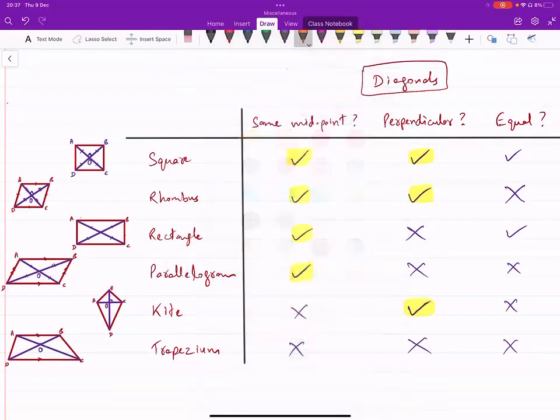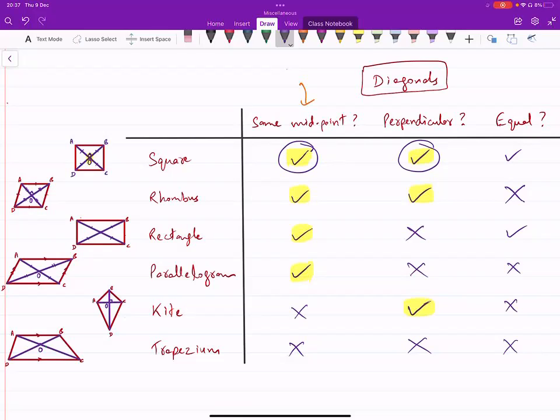The first is the midpoint of the diagonals, right? So for a square, for instance, the diagonals meet at the midpoint, right? So this point O at the center is actually the midpoint of both the diagonals. So both diagonals have the same midpoint in case of a square. And both the diagonals are also perpendicular to each other. Now, these are important properties that you sometimes have to use.